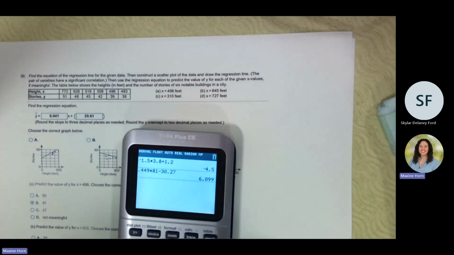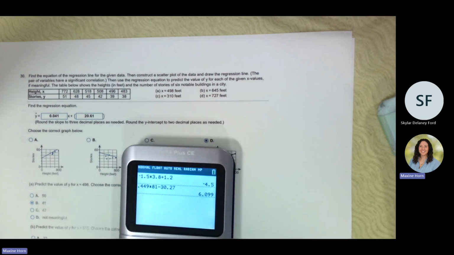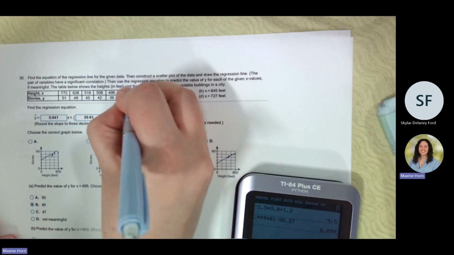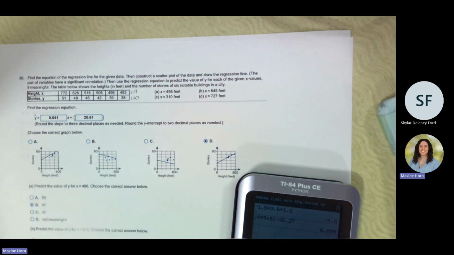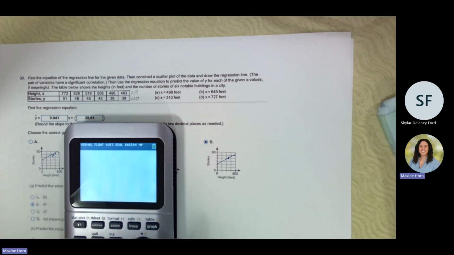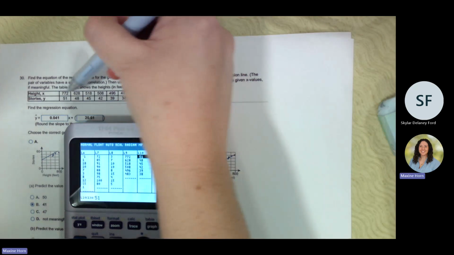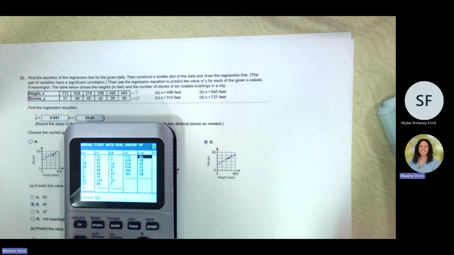Let's start there, even before we do anything. I created L9 and L10. Again, my suggestion is always do L1 and L2, nice and easy. So you're going to go to Stat, Edit, put your numbers into L1 and L2, or in my case, L9 and L10. My X's go in the first list, my Y's go in the second list.